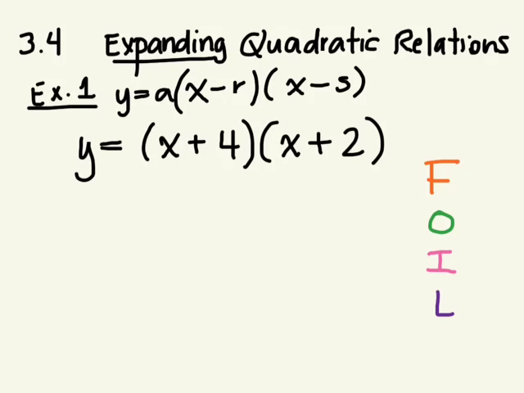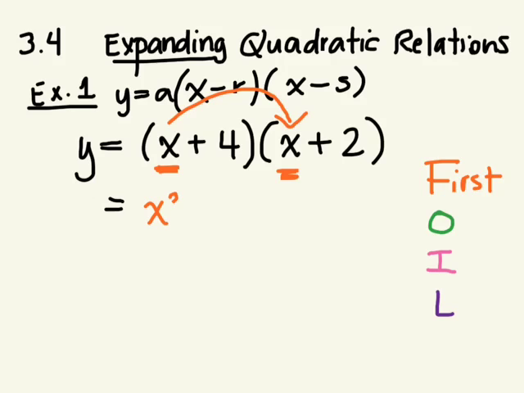What does F stand for in the word FOIL? First. So what that means is we're going to multiply the first terms together. We have two brackets: x plus 4 and x plus 2. What's the first term in the first bracket? A term is separated by plus or minus. And what's the first term in the second bracket? Okay, so we're going to multiply, and I'll use arrows as well, it helps. x times x.